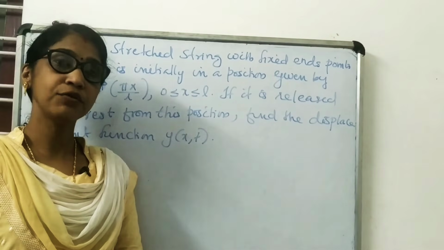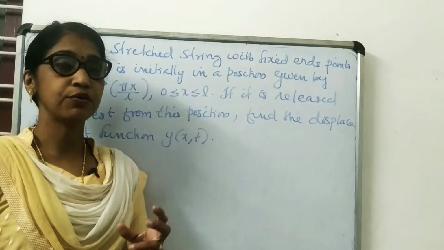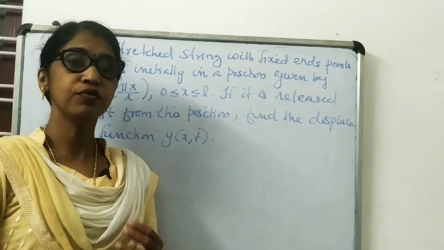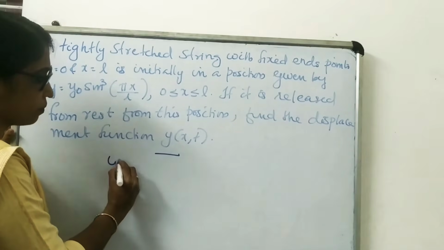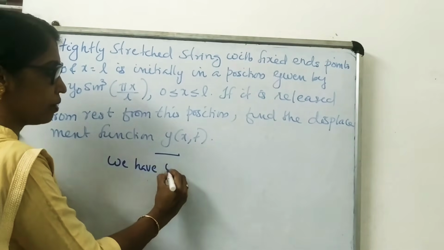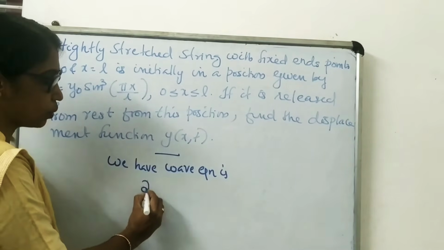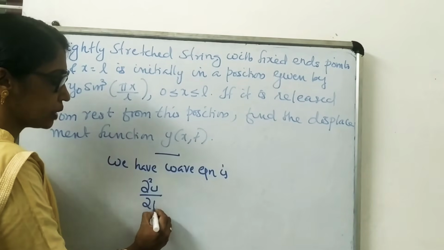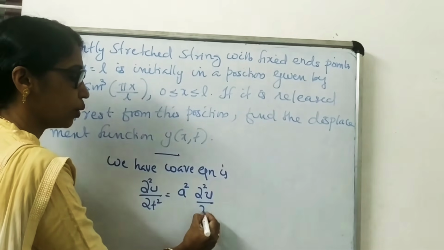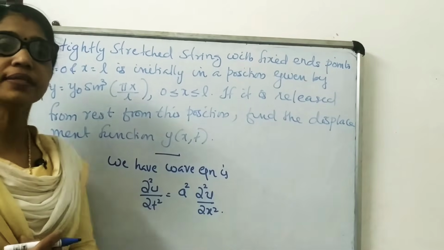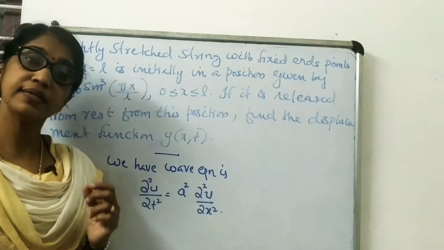So first of all, for solving this type of problems, we have to write the wave equation. We all know what is wave equation. Wave equation is, dou square u by dou t square is equal to a square into dou square u by dou x square. This is wave equation. So now we have to write the boundary conditions and initial conditions.